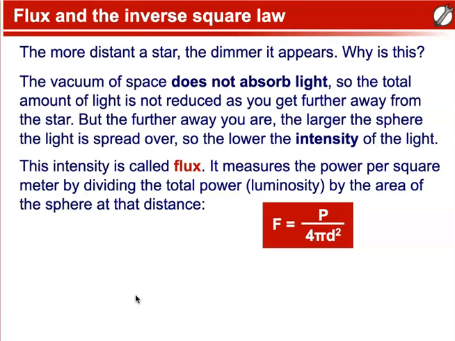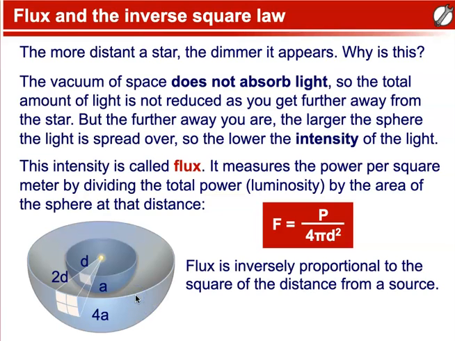It measures the power per square meter by dividing the total power, the luminosity, by the area of the sphere at that distance. Flux is inversely proportional to the square of the distance from a source. This is an inverse square law.